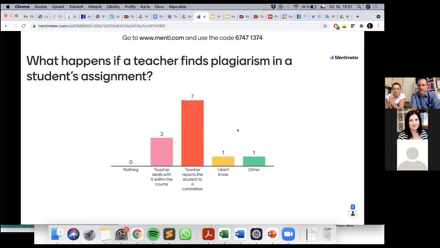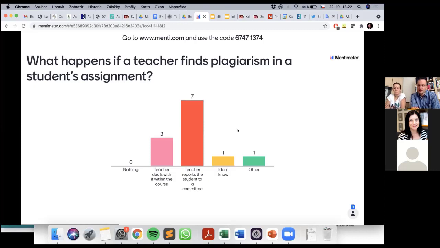We have one comment from Irene that at her institution, the tutor reports the case to the registry, who assigns it to the academic conduct officer to decide what action is needed. So probably the case might be passed to a committee, or the conduct officer may decide themselves.